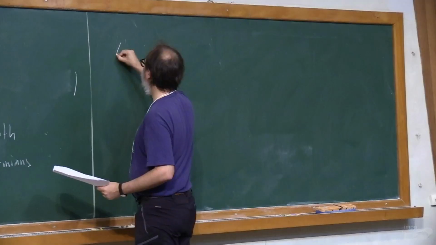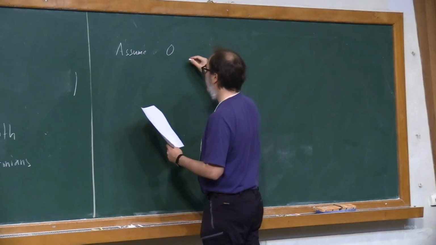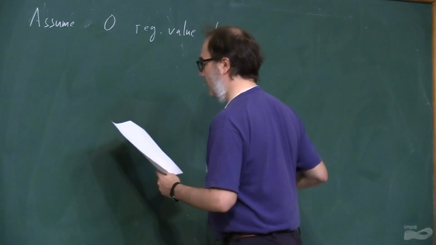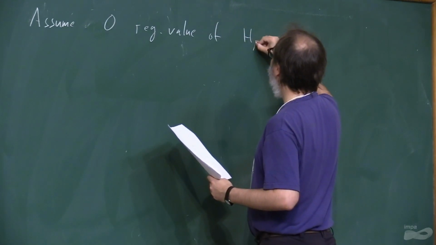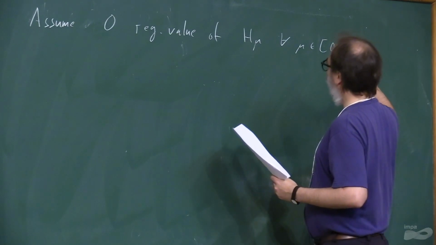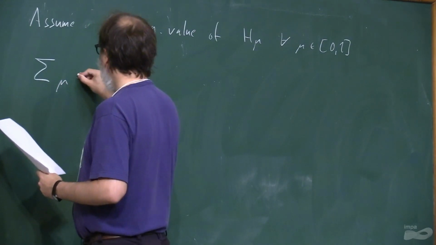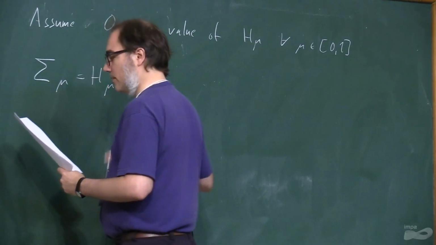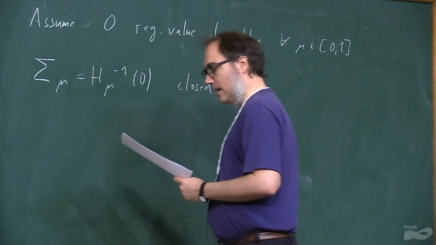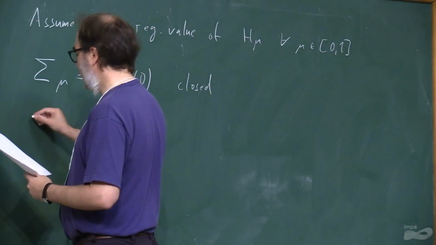And so let's assume that 0 is a regular value of H mu for all mu in [0, 1], so that we have the energy hypersurface Sigma mu equals H mu inverse of 0. So these are closed hypersurfaces. And suppose we have a family of periodic orbits.